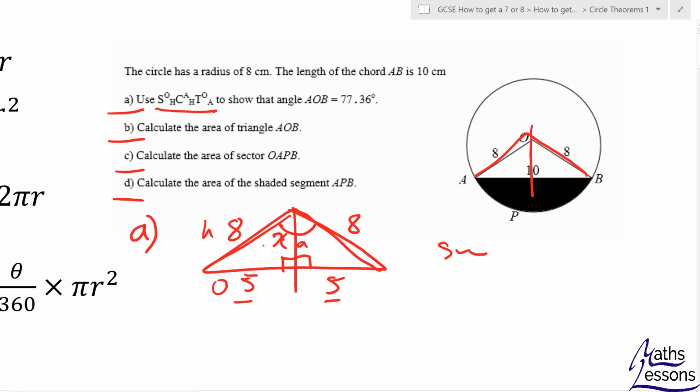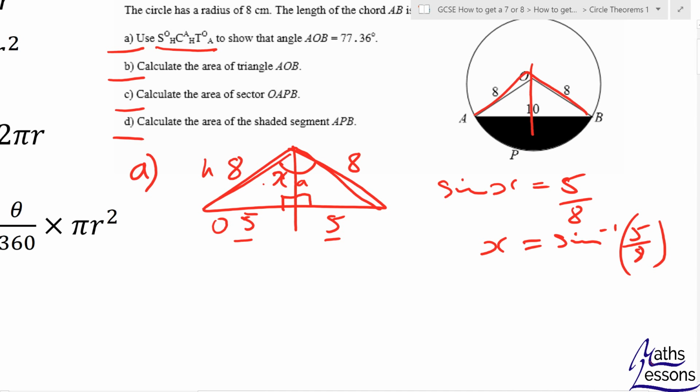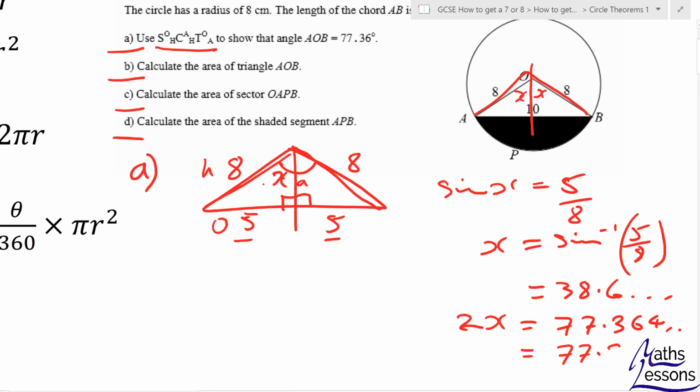So we know that we've got the opposite and we've got the hypotenuse. So we have sine of X equals 5/8. So X will equal inverse sine of 5/8, which gives us 38.6. Now we don't need just X because that's X and that's X. We need 2X. So 2 times that comes out to be 77.364 and so on, which rounded to 4 significant figures or 2 decimal places is 77.36 degrees. So I'll give you a minute now to have a go at part B.